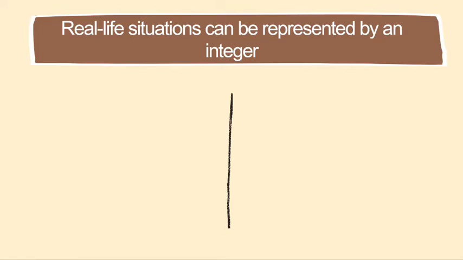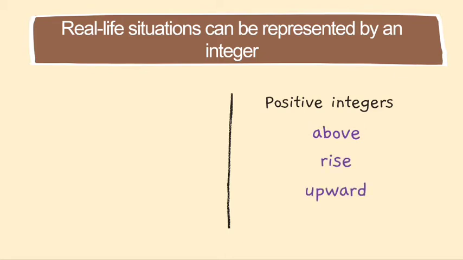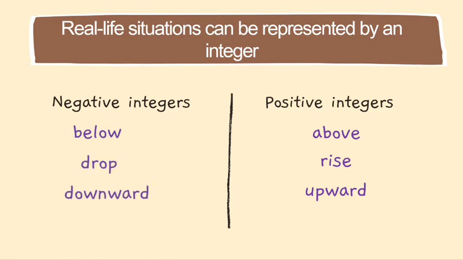For situations like yung example ko kanina, it is also important to know the keywords in order for us to know if it is a positive integer or negative integer. For example, i-represent natin yung situation using the positive integers if we see these words like above, rise, upward, and marami pa. For the negative integers, gumagamit tayo ng words na below, drop, and downward, and marami pa.